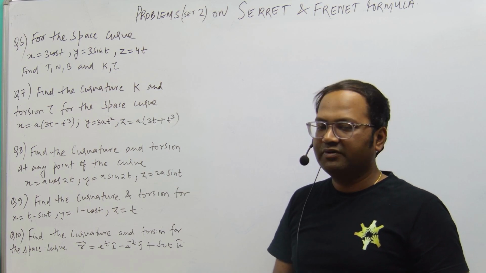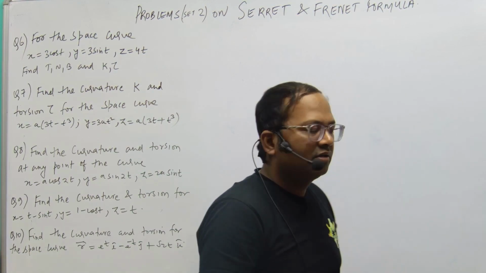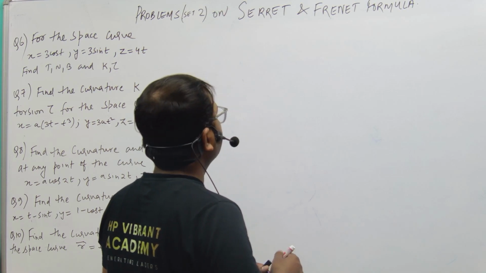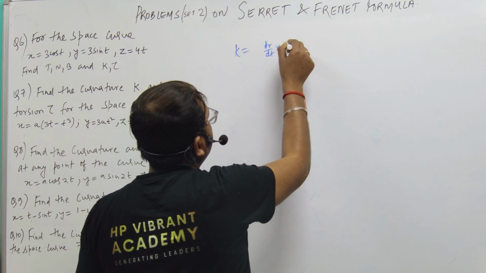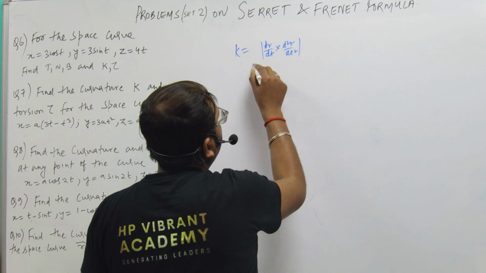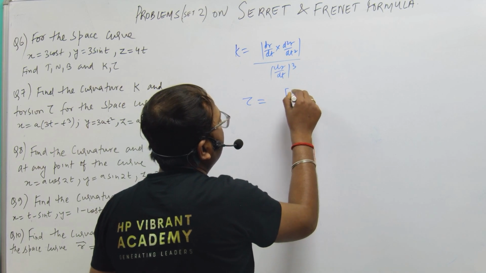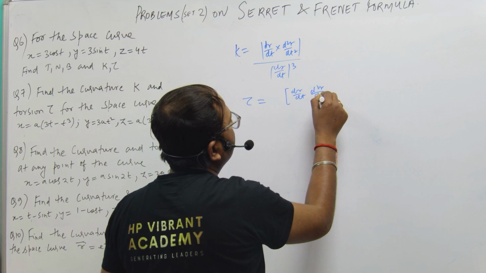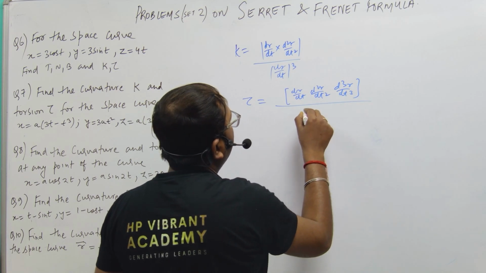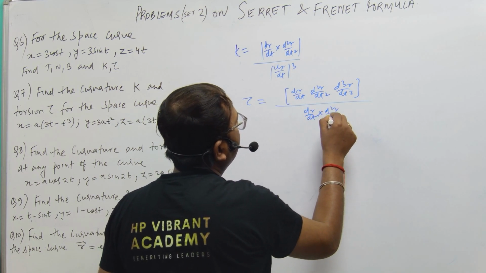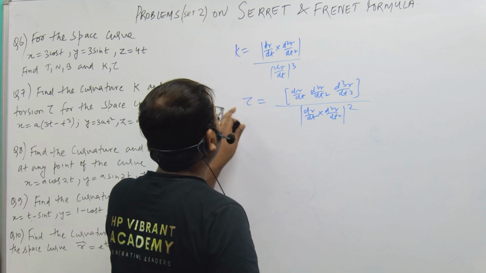Let us discuss question number 7. For solving questions 7, 8 and 9, we will use the expressions for curvature and torsion. The curvature is given by the modulus of r dot cross r double dot upon the modulus of r dot whole cube. Torsion is given by the scalar triple product of r dot, r double dot, r triple dot, divided by the modulus of r dot cross r double dot whole square. Using these two expressions, we can solve question number 7, 8 and 9.